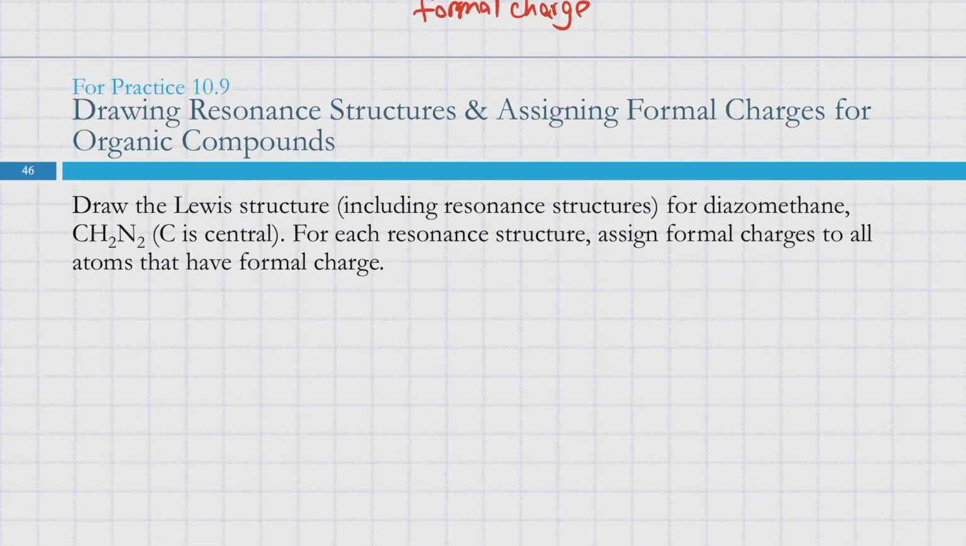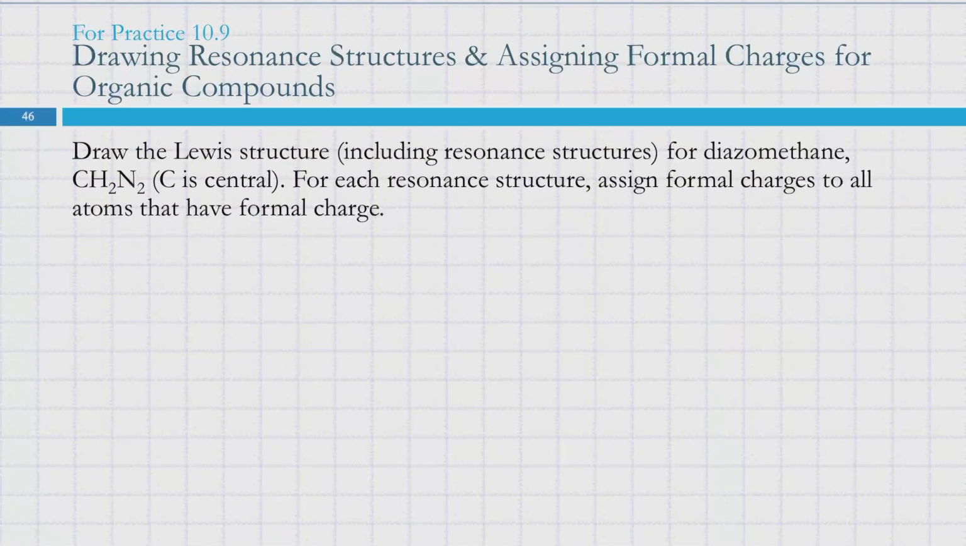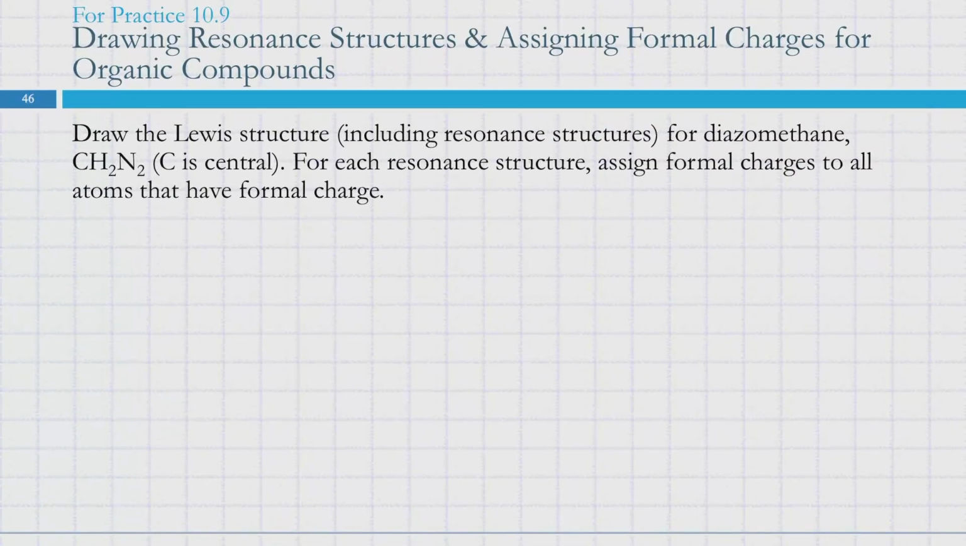Great, we've got some more fun ones. Draw the Lewis structure for diazomethane, CH2N2. Carbon is central. For each resonance structure, assign formal charges to all atoms that have formal charges. I'm going to give you this structure because I'm guessing that you wouldn't come up with it by yourself. There's the skeletal structure.